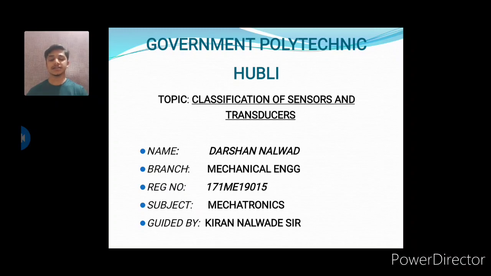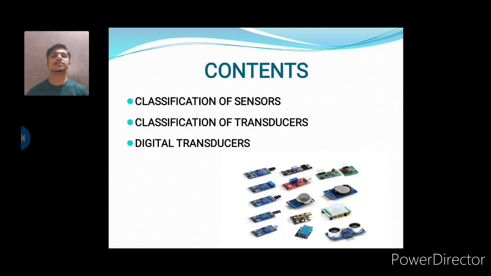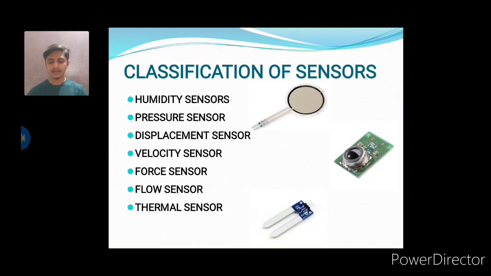Now we'll classify the sensors and transducers accordingly. We'll classify the sensors, classify the transducers, and classify the digital transducers. In classification of sensors, we'll study the humidity sensors. It is used to sense humidity, used in medical, automobiles, etc. Pressure sensor is used to sense pressure. It is used in vacuum pumps, liquid pressure, etc.